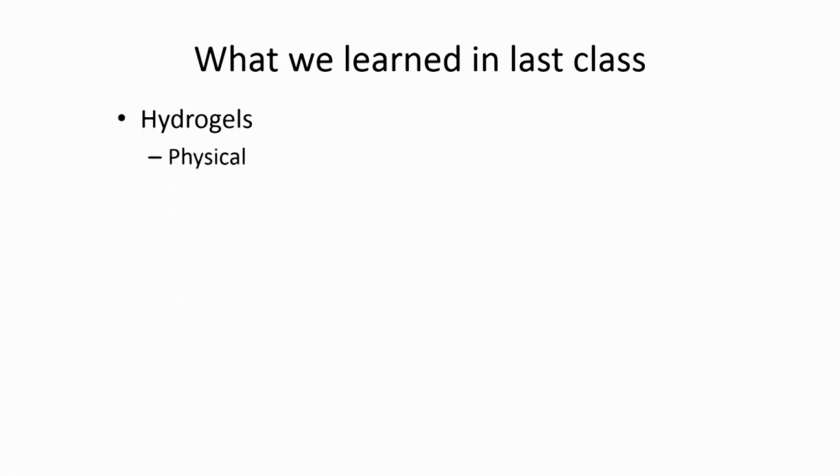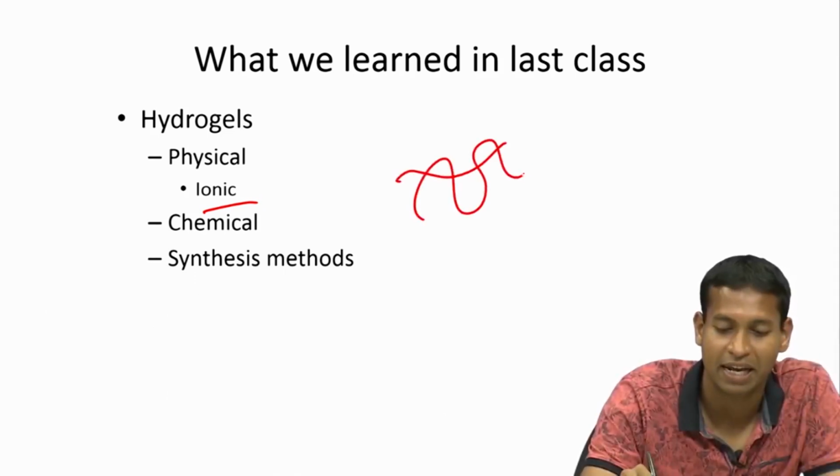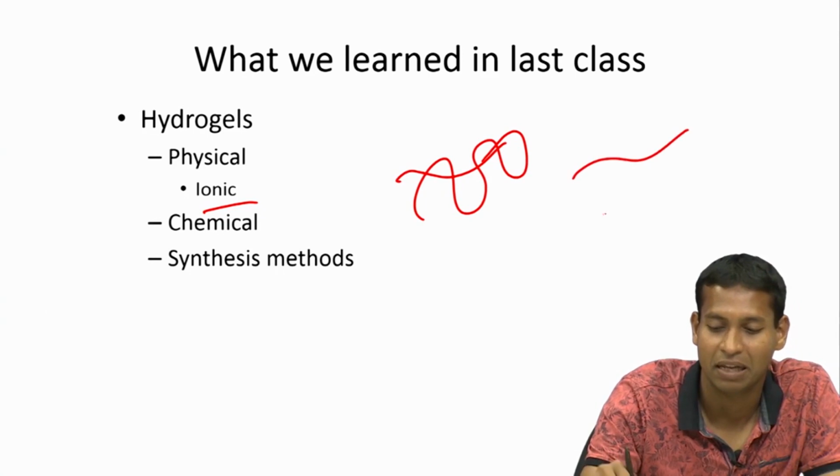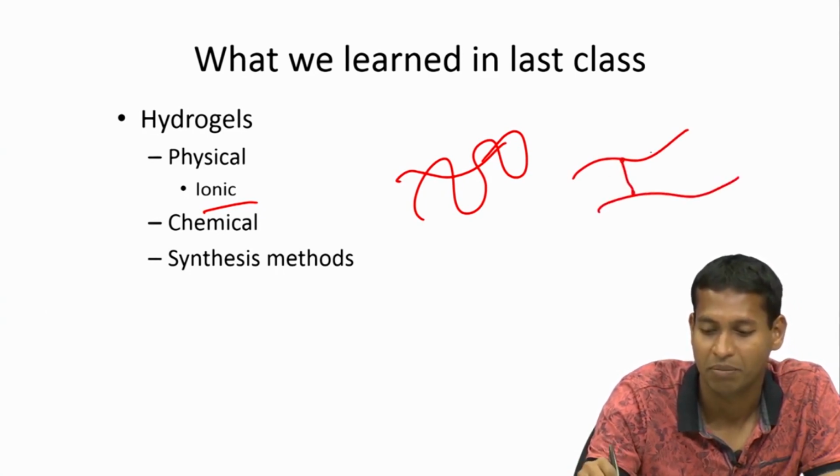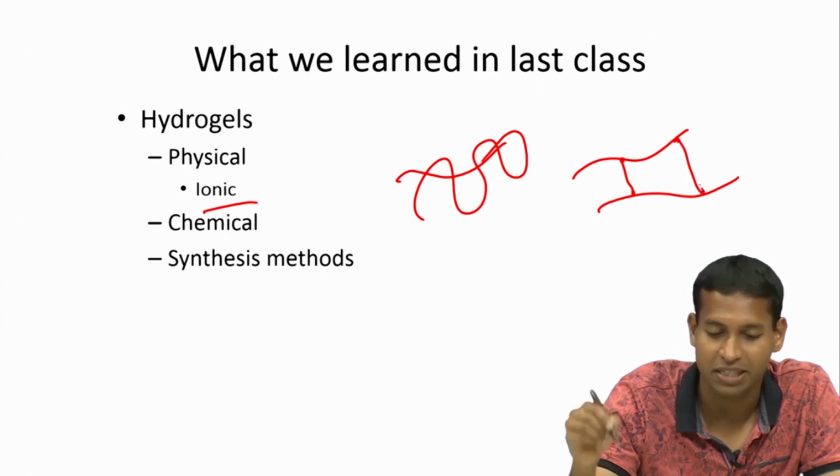we have talked about the physical hydrogels, which essentially we talked about ionic in this case. Then we talked about chemical hydrogels. We talked about how these are formed. So, essentially what is the major difference between chemical and physical? Physical are essentially molecular chain entanglements, whereas chemical may have an actual bond that is present between these polymer chains.